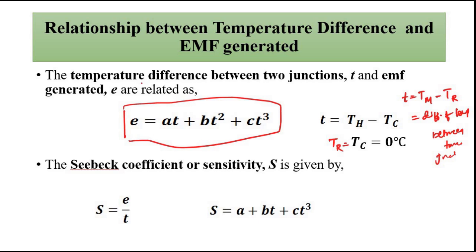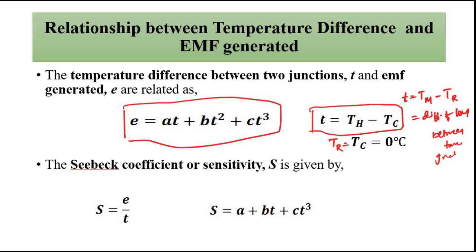The potential difference between the two junctions is given by AT plus BT square plus CT cube. Always remember, this is small t, the difference of temperature between the two junctions. And A, B and C are respective constants for a particular material.